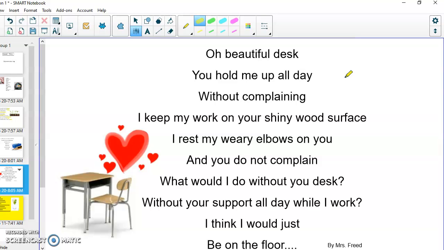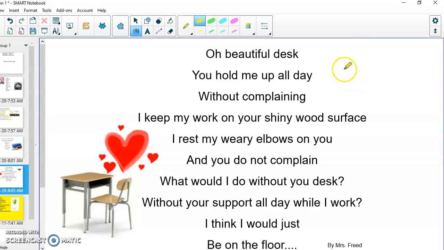Oh, beautiful desk, you hold me up all day without complaining. I keep my work on your shiny wood surface. I rest my weary elbows on you, and you do not complain. What would I do without you, desk? Without your support all day while I work? I think I would just be on the floor.